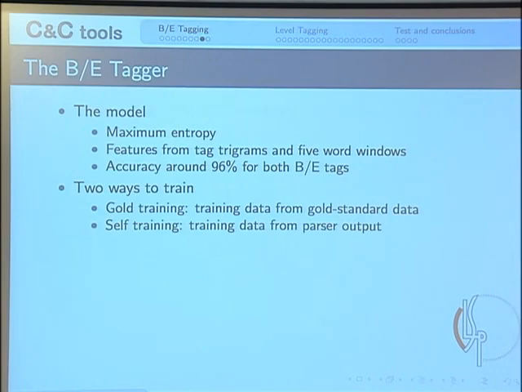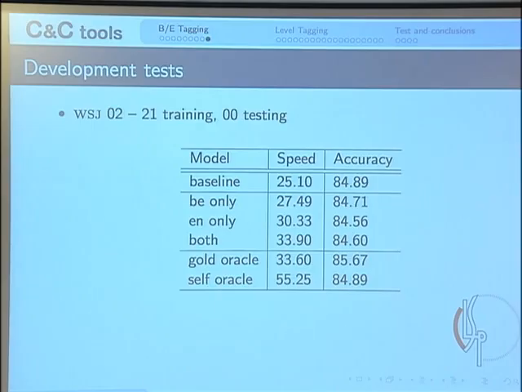There are two ways to train the tagger. One is gold training, where we derive the training data from gold standard parse trees. The second is cell training, where we derive the training data from parser output itself. Here are some development tests using CCGbank data. We train on Wall Street Journal 2-21 and test on Wall Street Journal 0. We can see that when we apply only begin or end tags, we both observe speed improvement with a little bit of accuracy loss. And when we combine the two kinds of tags, we get more speed improvement.